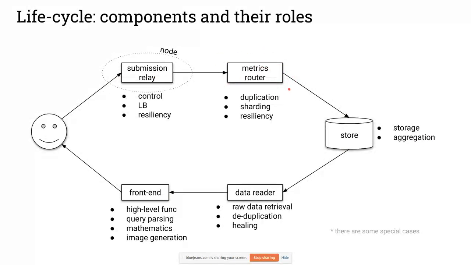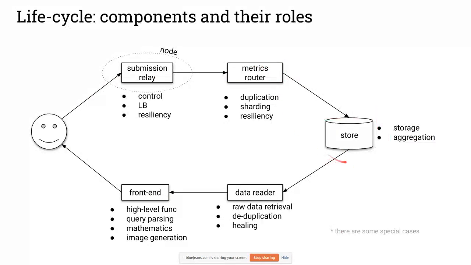Then there is a second level router for the data that gets in, and that performs the key functions of duplication of data and sharding, and these in turn also guarantee resiliency. So the store does not have sharding and duplication by itself. The store is rather simple as a model. It performs the functions of storage, obviously, and it also performs aggregation. Duplication and sharding are performed by the router.